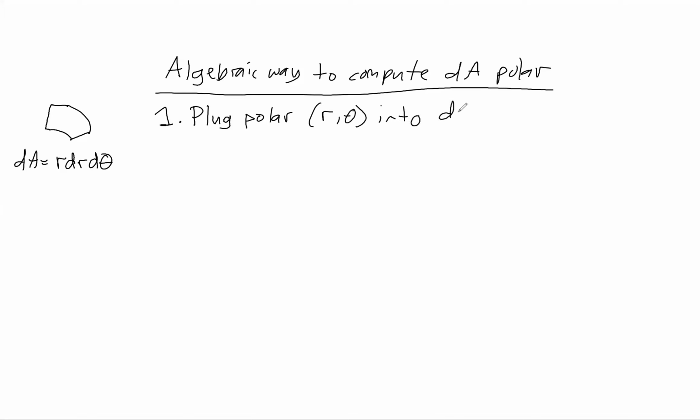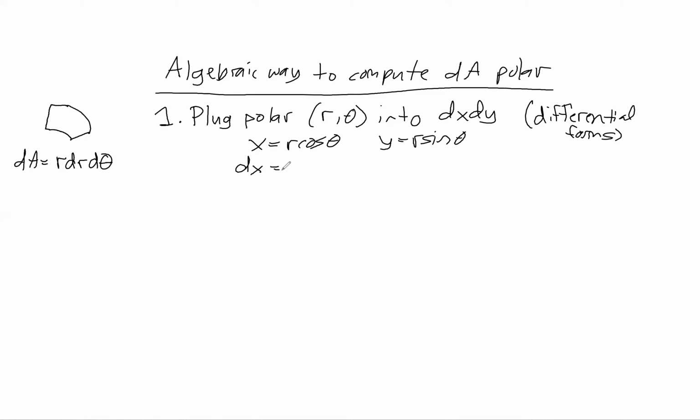into dx dy. And for those of you who know a little more math, this is called using the differential forms. But we don't need to go into that here. The algorithm to do it is quite straightforward, because we know that x equals r cosine theta, y equals r sine theta. So then we just plug these two things into dx dy.